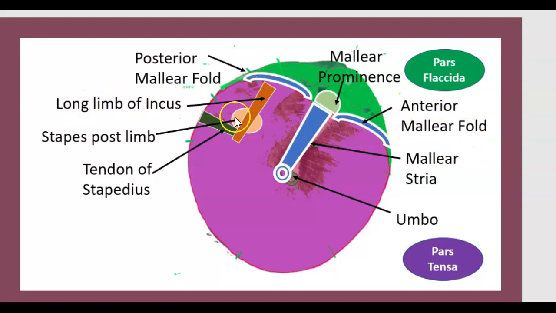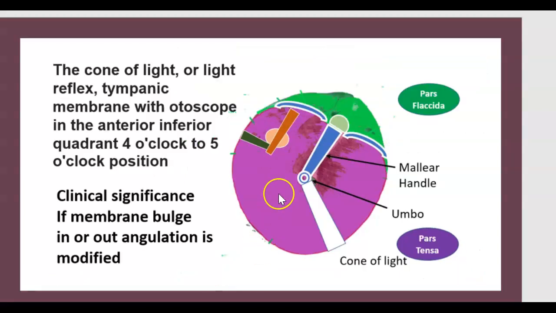The long limb of the incus, the stapes posterior limb, and the tendon of the stapedius. Here's the umbo, mallear stria, and mallear prominence. The cone of light, or light reflex, of the tympanic membrane with the otoscope, is in the anterior inferior quadrant, 4 o'clock to 5 o'clock position.